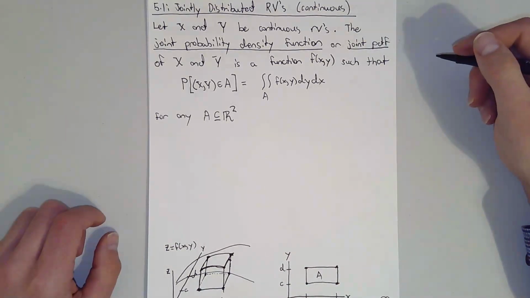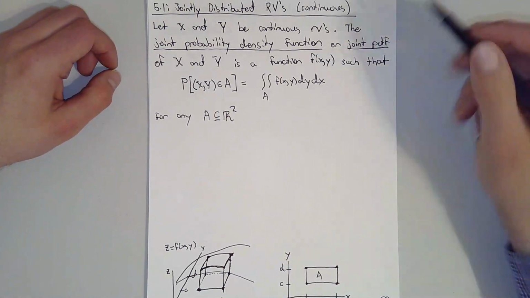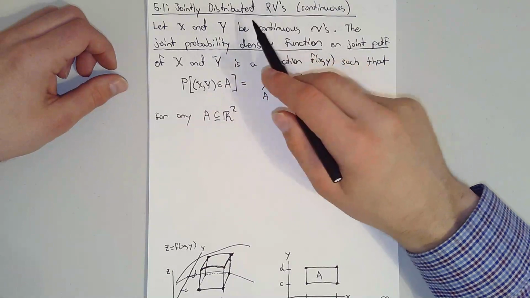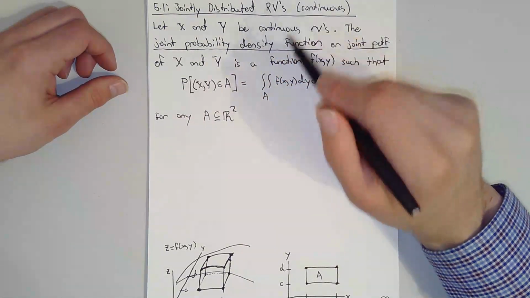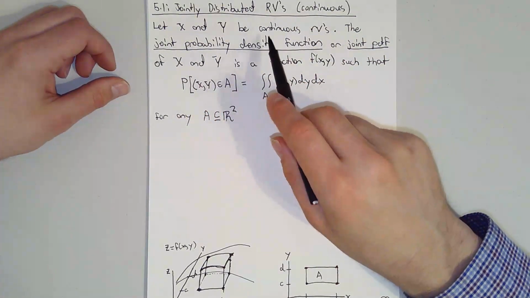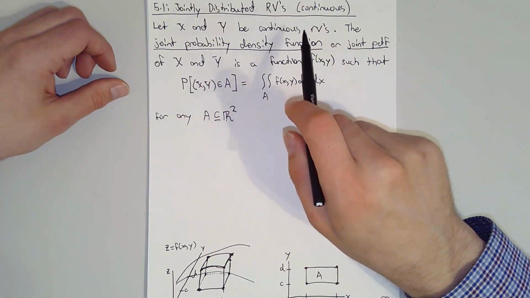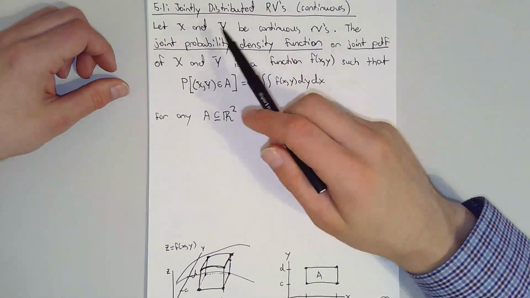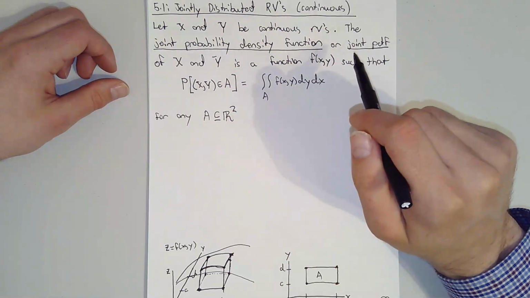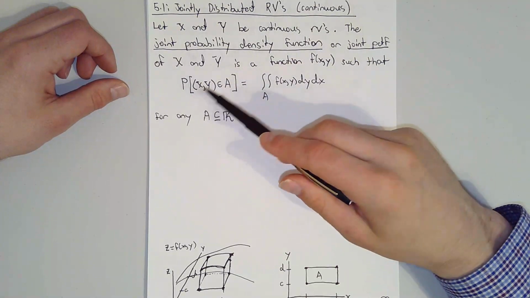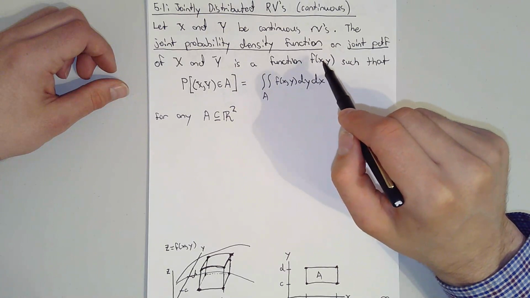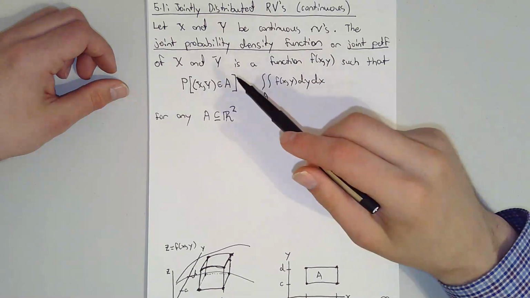Hello and welcome back. In this video we'll be going over section 5.1, jointly distributed random variables, but in this case our random variables are continuous. So let capital X and capital Y be continuous random variables. Then we begin with the following definition: the joint probability density function, or for short joint PDF, of capital X and capital Y is a function little f of x comma y such that we have the following.